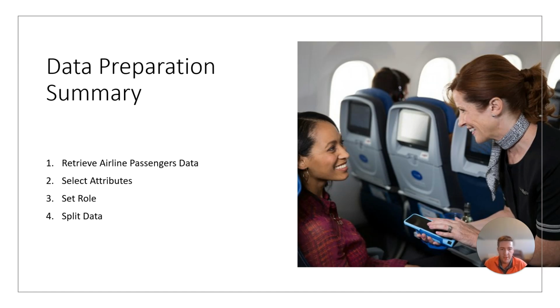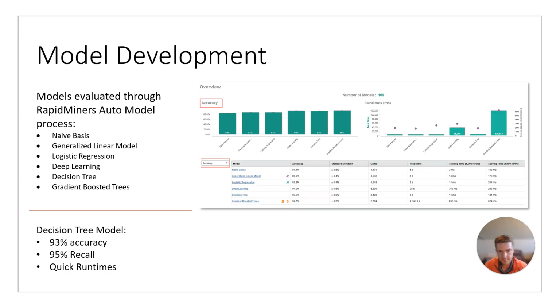So in summary, for our data preparation process, we retrieve the airline passenger data. This process begins with loading the data set containing airline passenger information. Then I selected the attributes. Specific attributes relevant to this analysis are selected from the data set. This step ensures that only the most important features are used in the modeling process. Then I set the role, in this case, customer satisfaction, and then split the data. The data set is divided into training and testing sets. This is a crucial step for evaluating the model's performance on unseen data.